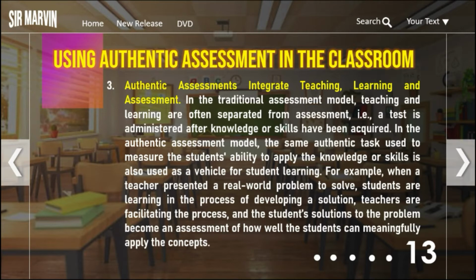And teachers are just facilitating the process. So ang role na lang dito ni teacher ay to facilitate the process or the learning of the students. Okay? And then yung solution ngayon ni students dun sa problem become an assessment, okay, on how well the students can meaningfully apply the concepts. So kumbaga, nasabi ko nga kanina, it's a total package.